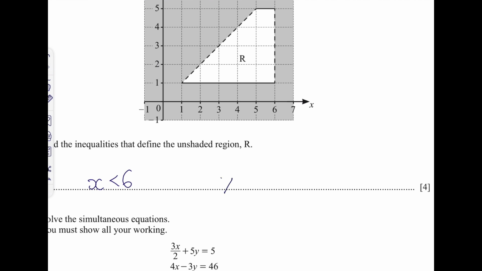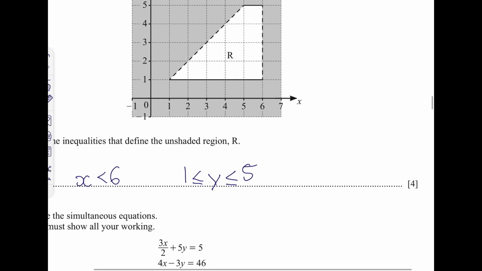So what I could do is, the minimum value for y is 1. So y has to be greater than or equal to 1, because it's a bold line. And then also, if I do the same thing, it would be 5. So it has to be less than 5, but greater than 1 for the y.